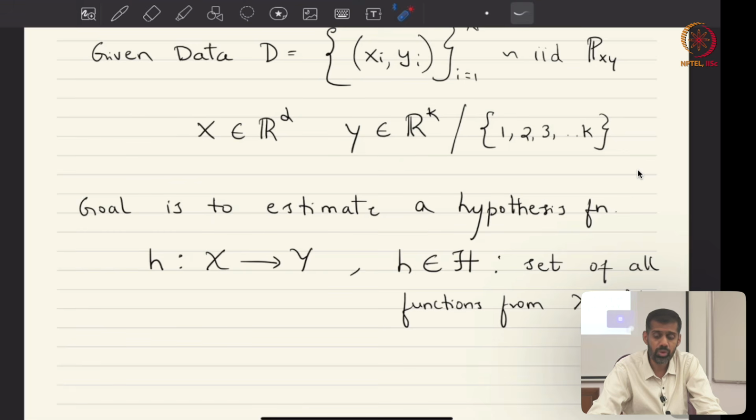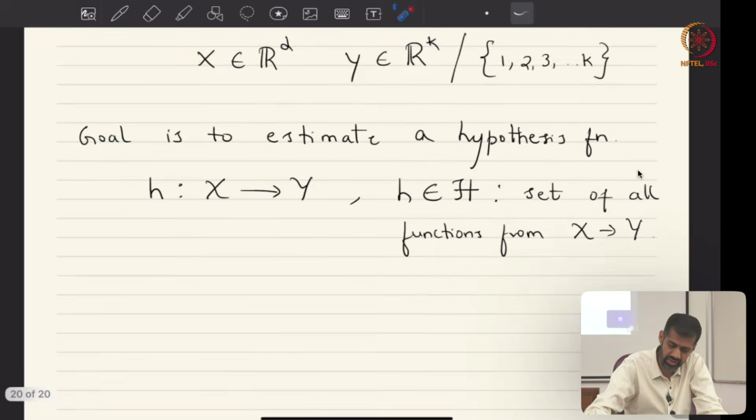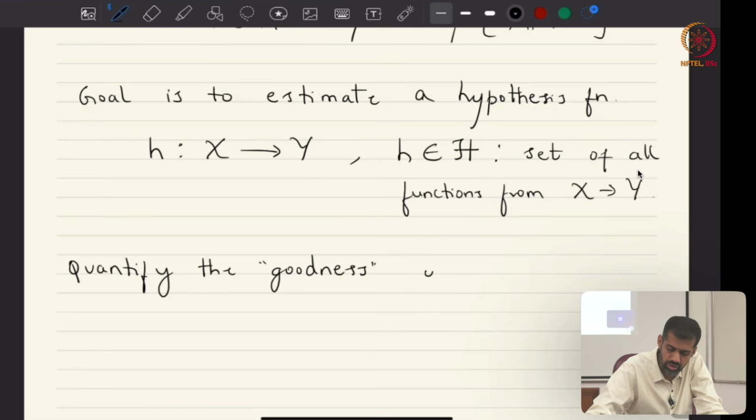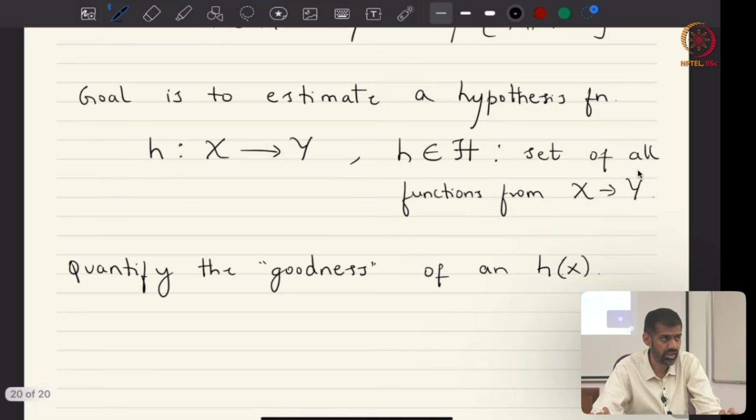Now, how do we define this? We will have to come up with some goodness measure that would tell me whether a given h is good or bad. To do that, let me write that: quantify the goodness of an h. Given a hypothesis function, which is a function of x, we have to quantify the goodness of this particular hypothesis, which is nothing but a function from x to y. So, how do we do that?